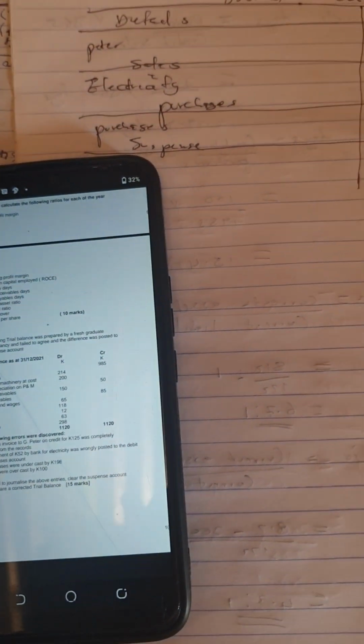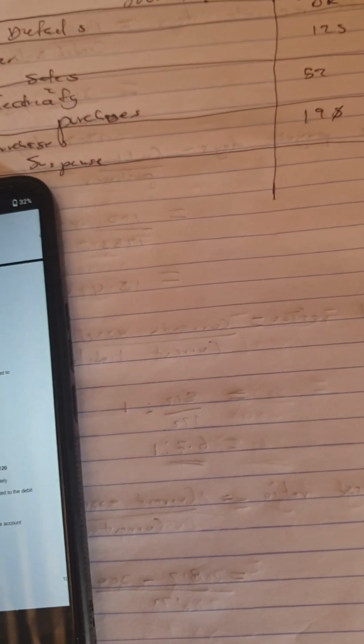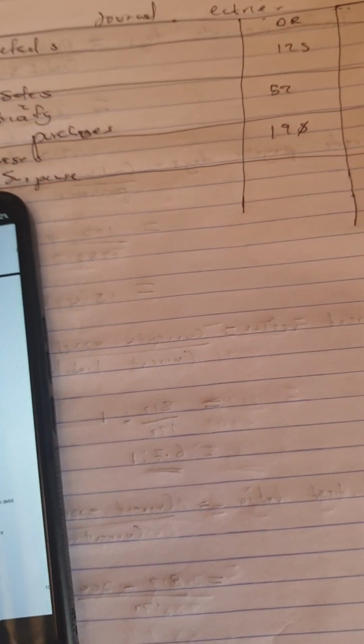Okay, last but not the least, we have the sales. They're saying the sales were overcast by 100. Sales is a credit entry, and if it was overcast, on the credit side there is more than the amount which is supposed to be there. So to correct that, to remove that from the credit, we are going to debit it.